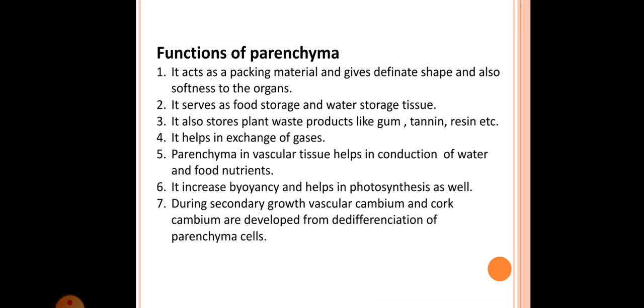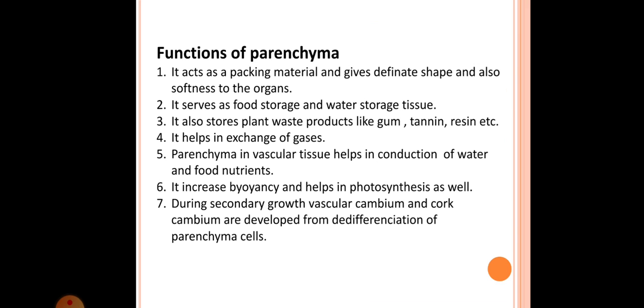Next, functions of parenchyma. It acts as a packaging material and gives definite shape and also softness to the organs. It serves as a food storage and water storage tissue. It also stores plant waste products like gum, tannin, resin, etc. It helps in exchange of gases. Parenchyma in vascular tissue helps in conduction of water and food nutrients. It increases buoyancy and helps in photosynthesis as well.